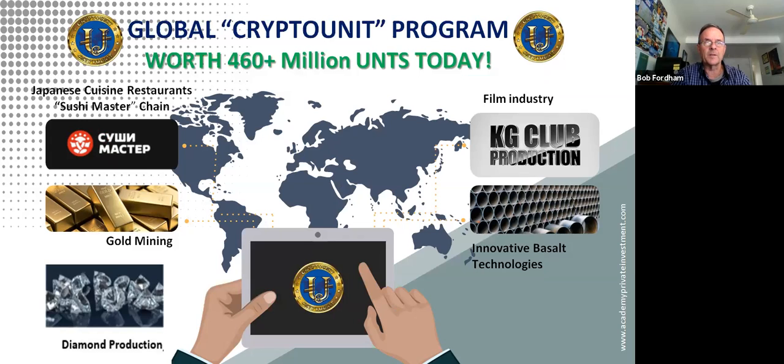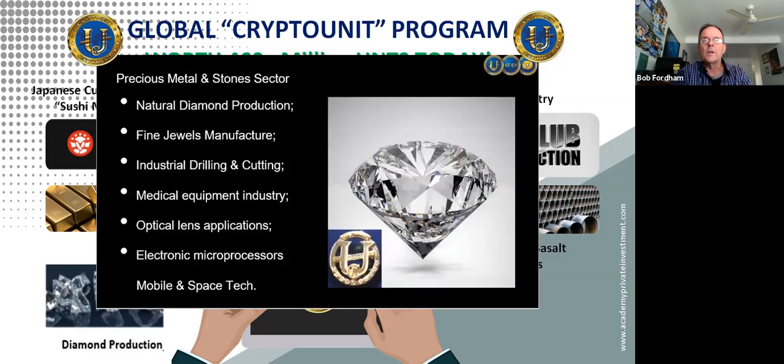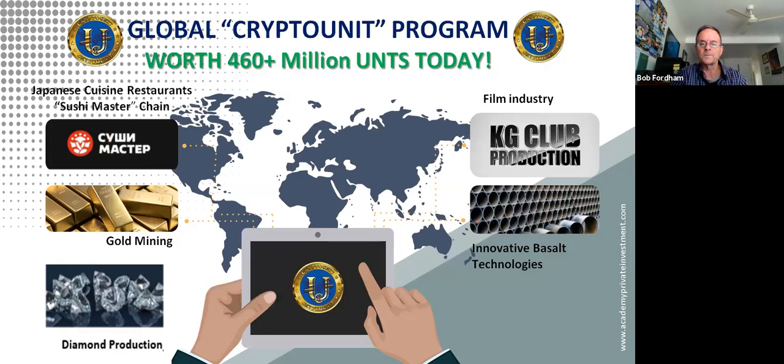Diamond production, another exciting part of what I just mentioned, even into the space race. The precious metals and stone sector sees natural diamond production of only three to four days. We can produce a fine jewelry range with multifaceted diamonds, ideal for industrial drilling and cutting, the medical equipment industry, optical lens applications, electronic microprocessors in mobile phones, and of course, space technology.